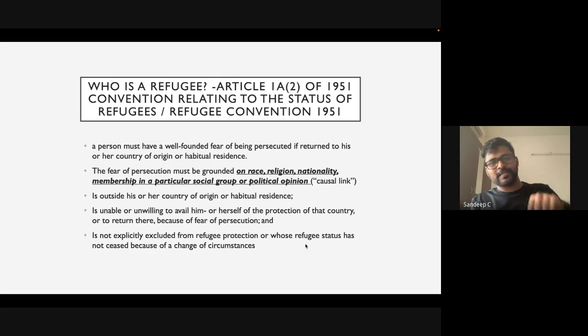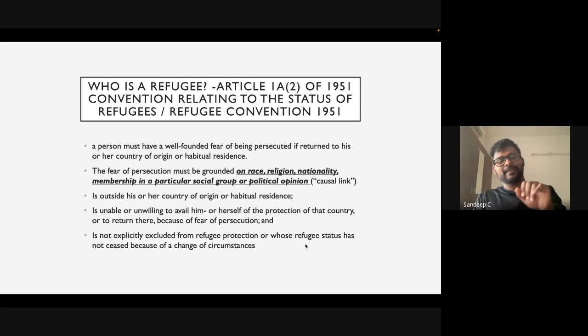And another condition that is given in Article 1A, Clause 2 of the Refugee Convention is that the fear of persecution must be grounded on race, religion, nationality, membership of a particular social group or political opinion. Okay, why is that particular person who is qualified as a refugee fearing for his or her life? That fear is manifested because of race, religion, nationality, or his or her membership of a particular social group, or he or she has a particular political opinion that is prohibited or punished within his or her country.